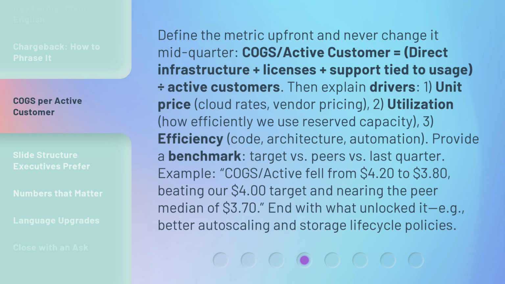Define the metric up front and never change it mid-quarter. COGS/active customer equals direct infrastructure plus licenses plus support tied to usage, divided by active customers.